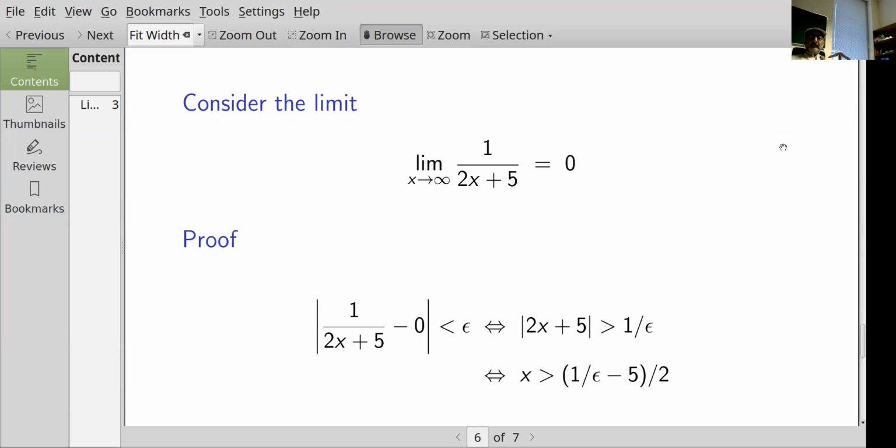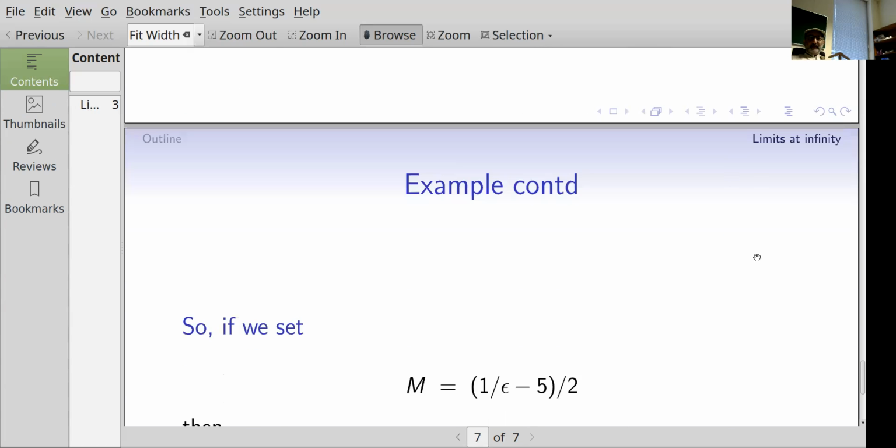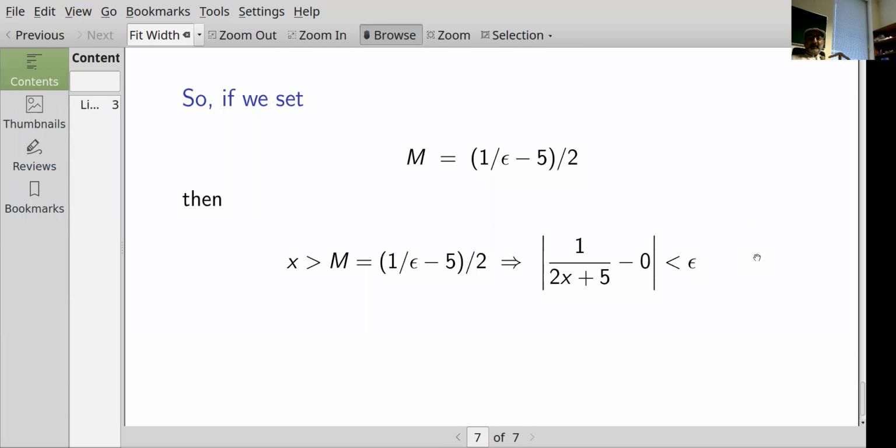So now I have my m. I can run this algebra backwards, and I can say that when x is greater than 1 over epsilon minus 5 over 2, then the absolute value of 1 over 2x plus 5 minus 0 is less than epsilon. Okay, so if we set m equal to 1 over epsilon minus 5 divided by 2, then x greater than that m implies that the absolute value of 1 over 2x plus 5 minus the claimed limit 0 will be less than epsilon.